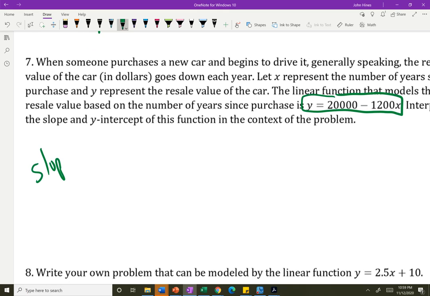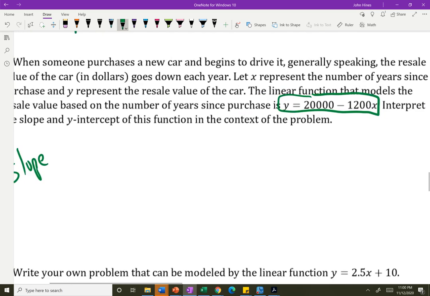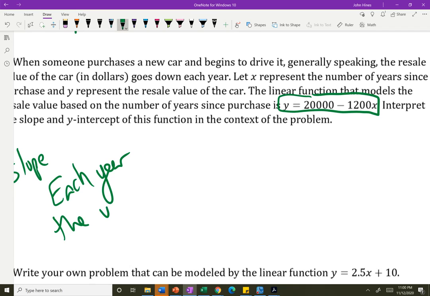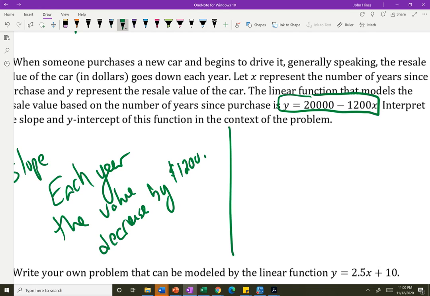So let's start with slope. What is the slope telling me here? Well, the slope is a rate of change. Each year, what happens? Each year, the value decreases. Why does it decrease? Well, it's negative $1,200. That's what the slope is telling me. Each year it decreases by $1,200.